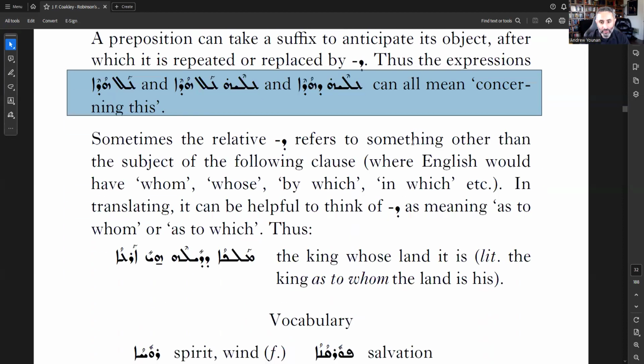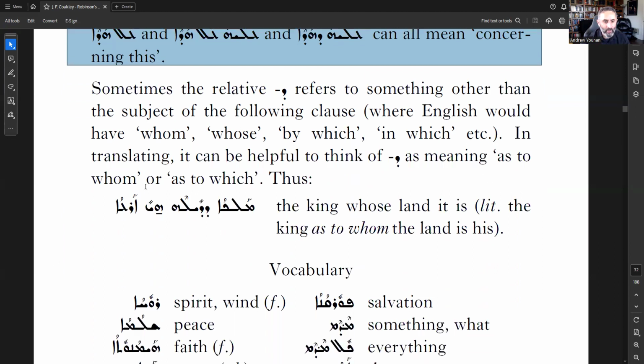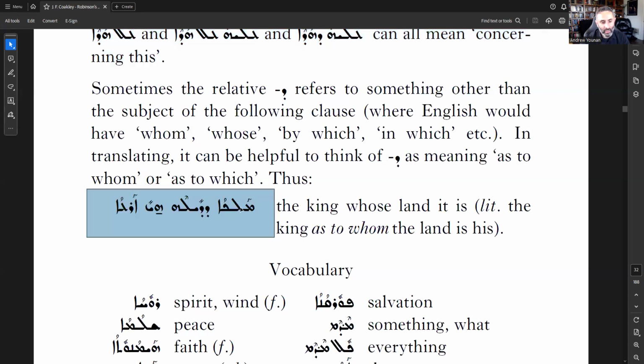Sometimes the relative deleth refers to something other than the subject of the following clause, where English would use whom, whose, by which. In translating, it can be helpful to think of deleth as meaning as to whom, or as to. Melka dvilehi ara. Oh yeah, so the king that it is his, the earth. So the king whose land it is. Yeah, that's basically right. It's not good English, but it's fine to do this in Syriac.